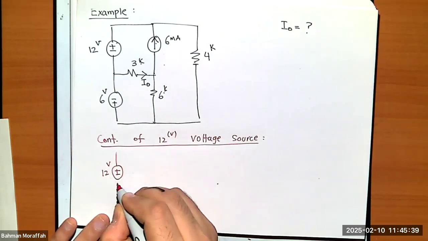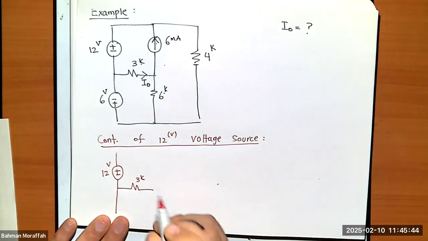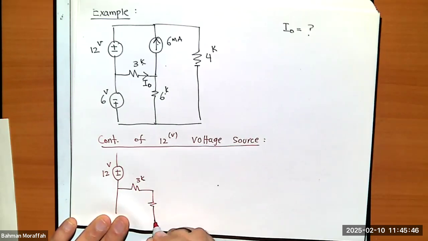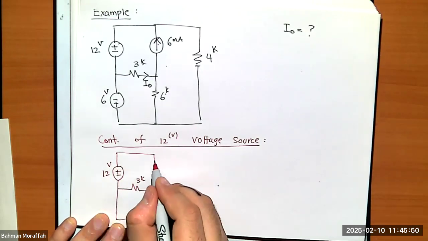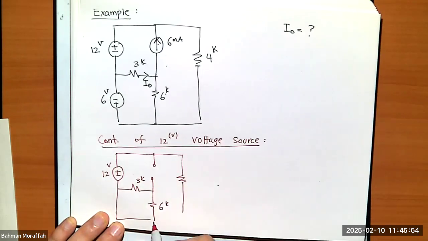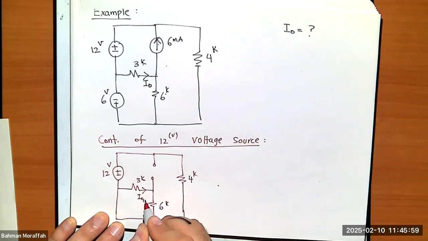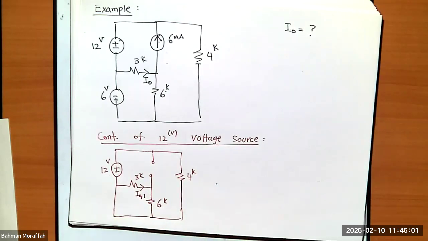I have this 12 volts. Then this is going to be wire. This is 3K. This is 6K. This guy over here becomes open. And I have this 4K. Let's just call this I naught 1. What is I naught 1?